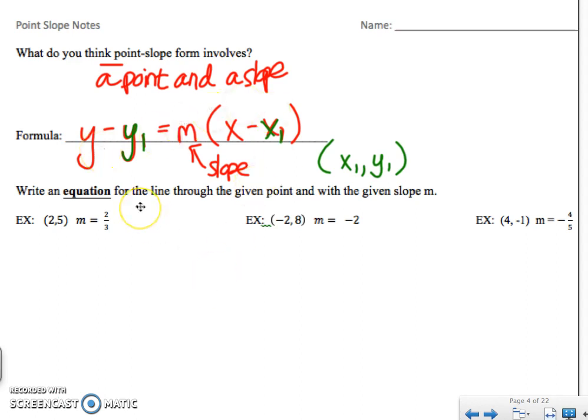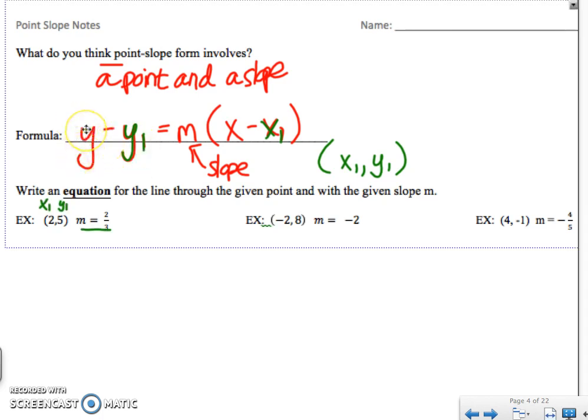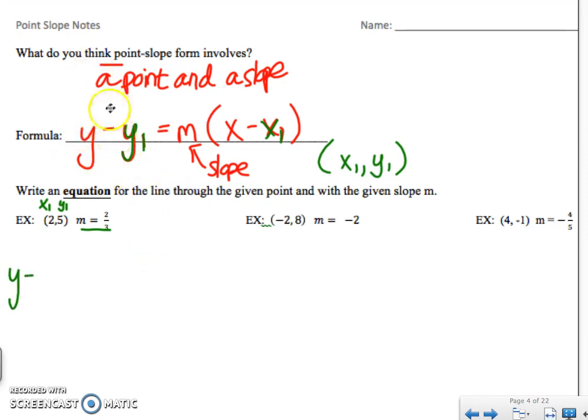So let's look at some examples. It wants us to write an equation for the line through the given point with the given slope. So all it wants me to do is substitute in or plug in. First off, this is your x1 and y1, and then here is your slope. So you're going to start off with y, and you're always going to have a minus sign. So y minus, and then your y1, which was a 5.